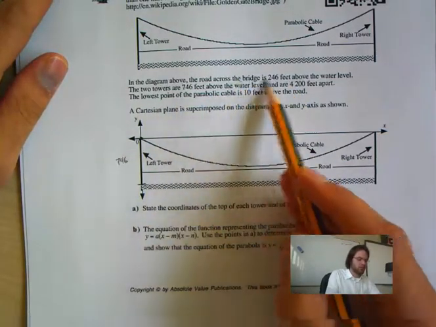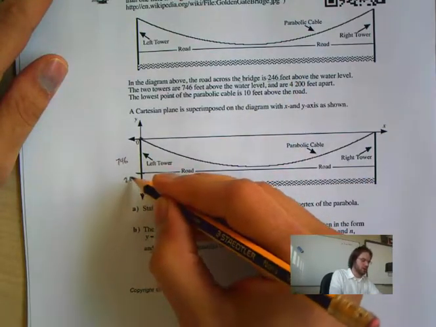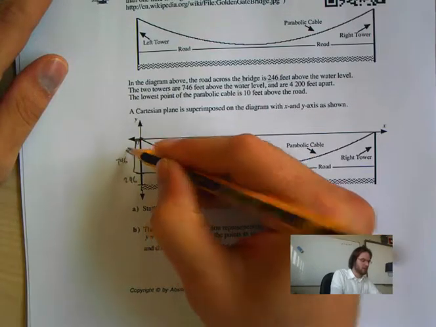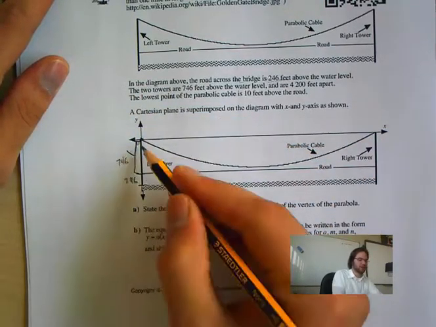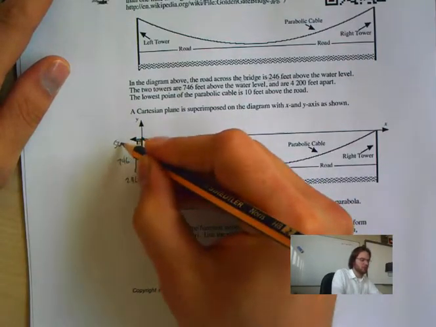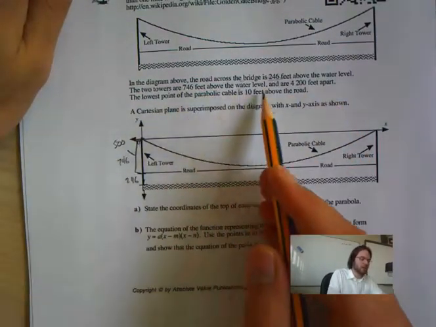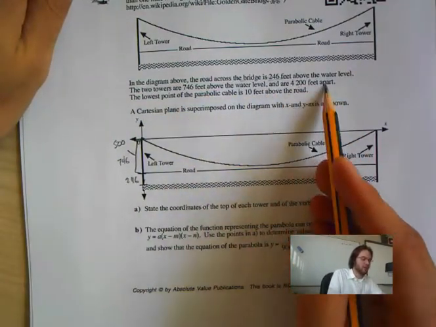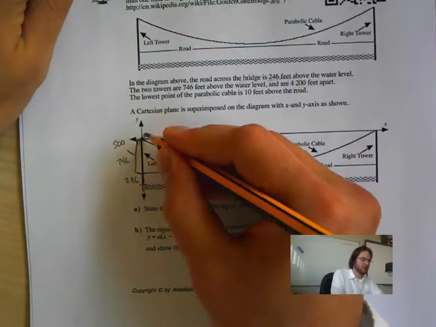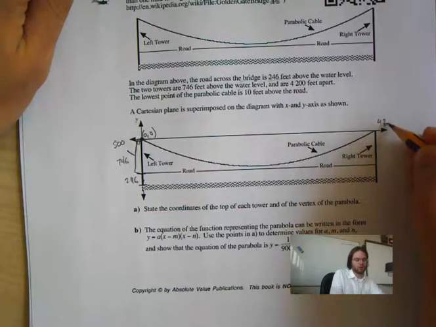The bridge is 246 feet above the water. So from here is 246. So only from here to here is going to be, well, 746 is this whole distance, 246 is this distance, we have to subtract them. That's only going to be 500. Now we keep on going. It says the towers are 4,200 feet apart. So if this point is 0, 0, this point here is 4200, 0.